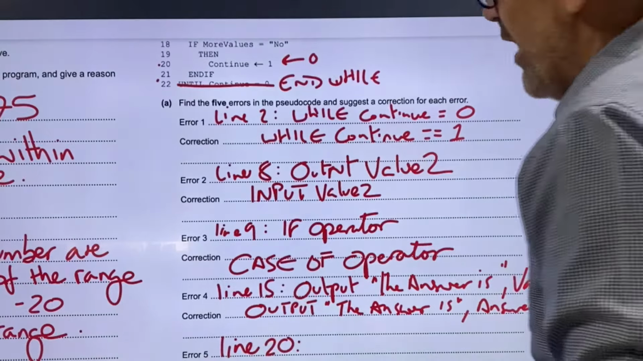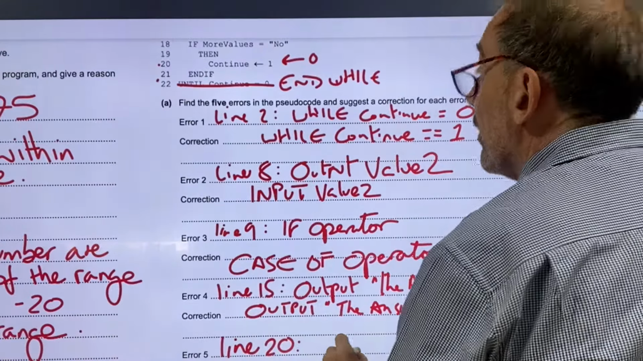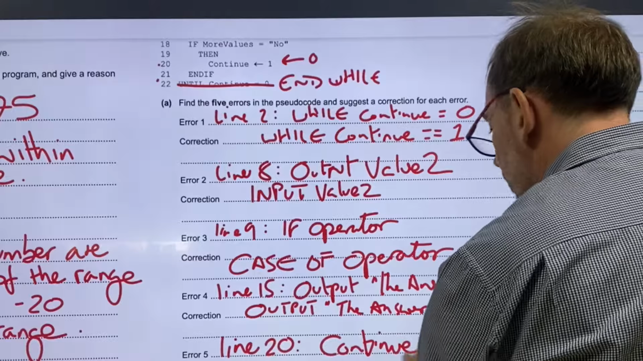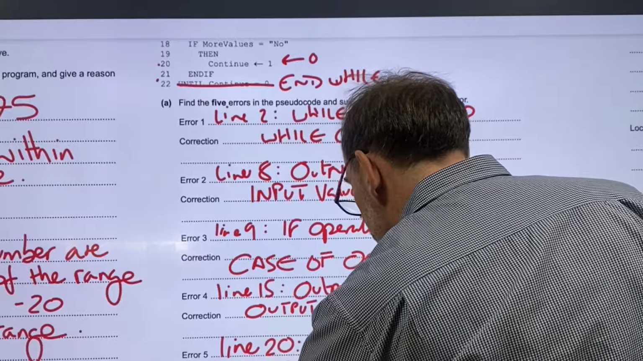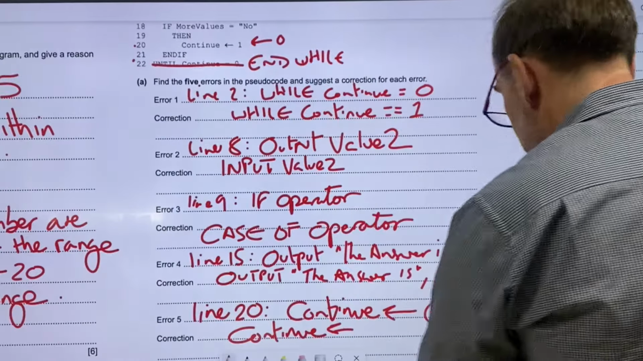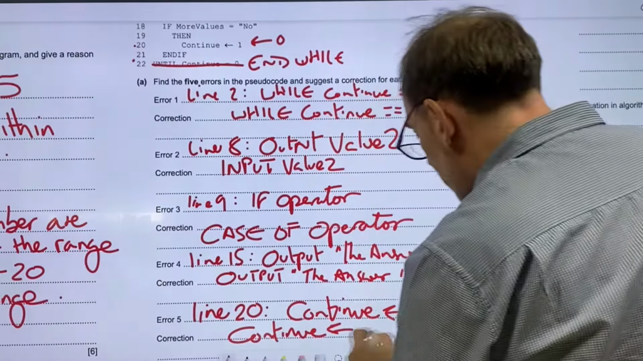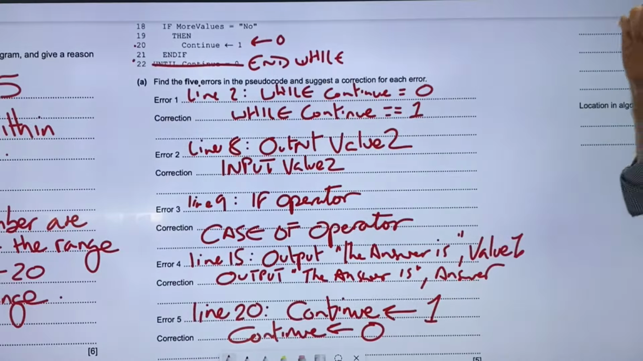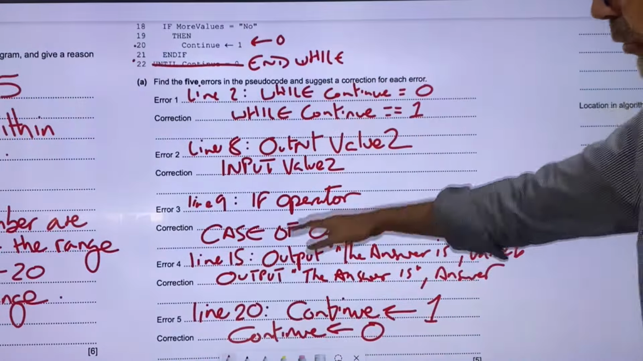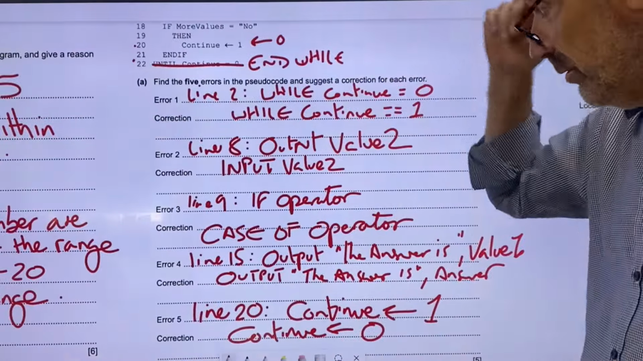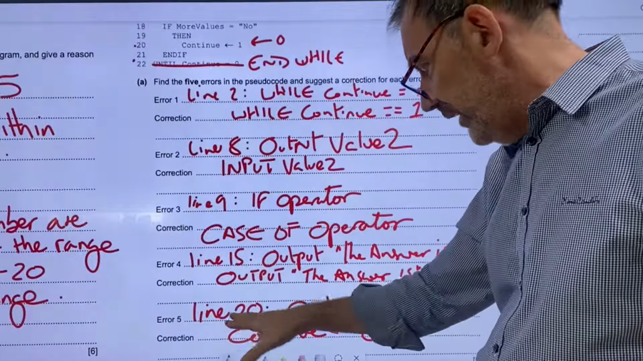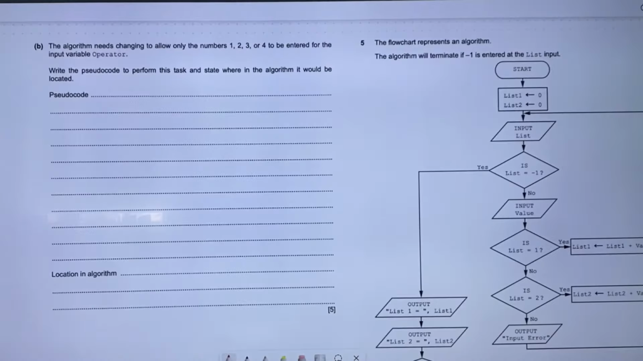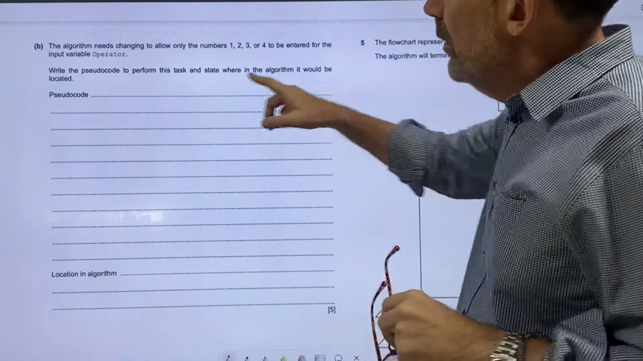Just 6 errors I can find. But let's do this. Line 20, continue arrow 0. Continue 1, continue 0. Okay, and the end while could be an alternative, I suppose, to any of those. But line 2, line 8, line 9, line 15, line 20, and line 22. Okay. Now we've got here.